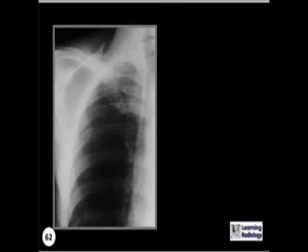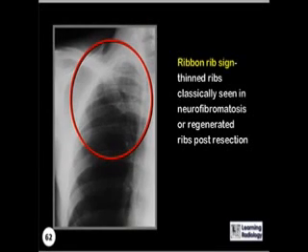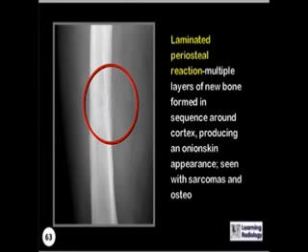What sign is demonstrated here? These are ribbon ribs, thinned ribs classically seen in neurofibromatosis, or regenerated ribs following rib resections. What finding is depicted here? This is laminated periosteal reaction, involving multiple layers of new bone formed in sequence around the cortex, producing an onion skin-like appearance, seen usually with sarcomas and in osteomyelitis.